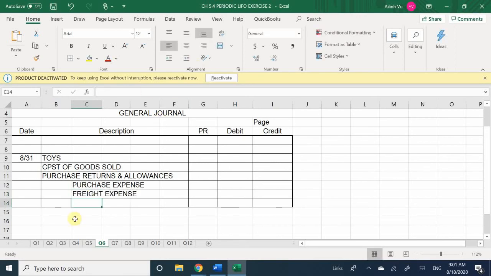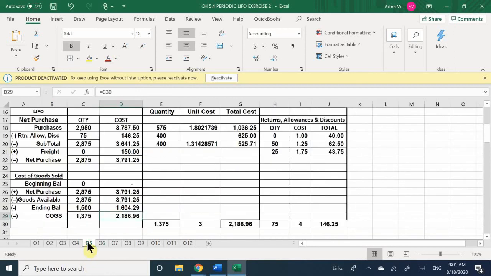So what numbers go where? So let me see. What is my inventory number I need to put in there?